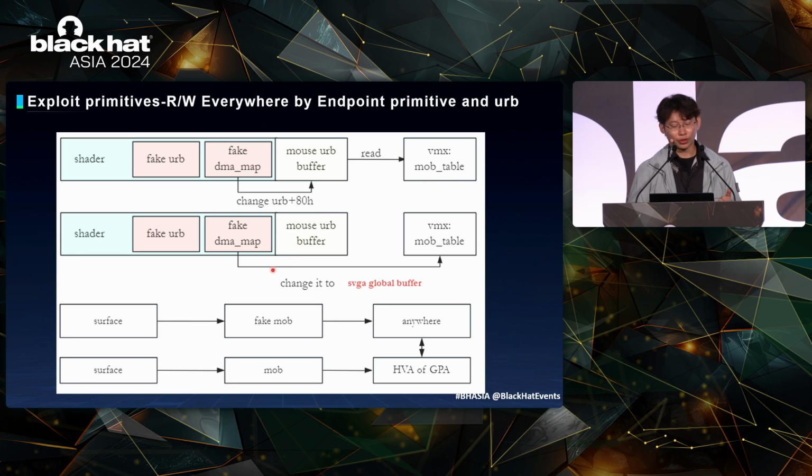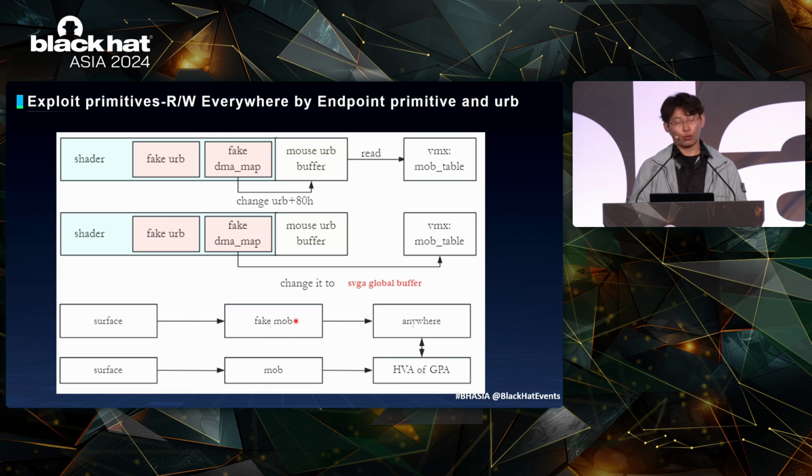And once again, we use the UAF bug to modify the mob table. Here, why do we let it point to the mob table? Because the arbitrary writing needs to know the value of the target address. Then, once again, we use the UAF vulnerability to modify the mob table to point to the SVGA global buffer. Now we can modify the content of the SVGA global buffer, so SVGA commands, to fake a mob structure.